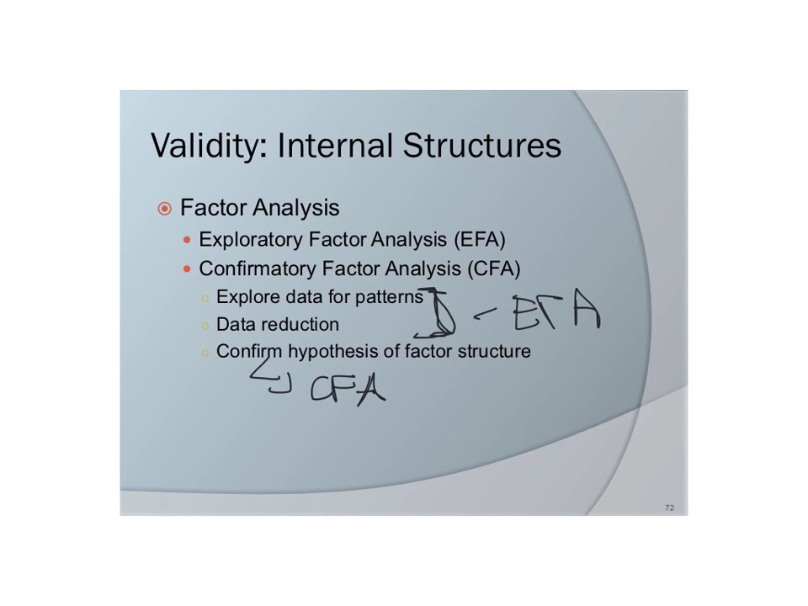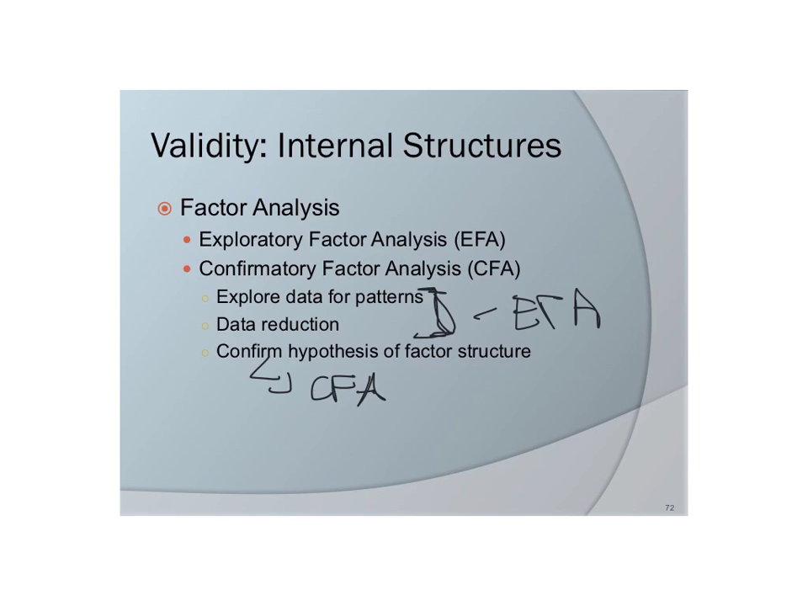So in order to find validity of internal structures, you have to do both an EFA and a CFA. Both require very large sample sizes and different samples. So you can't do an EFA and CFA on the same set of participants or subjects. You would need to get more participants or subjects.